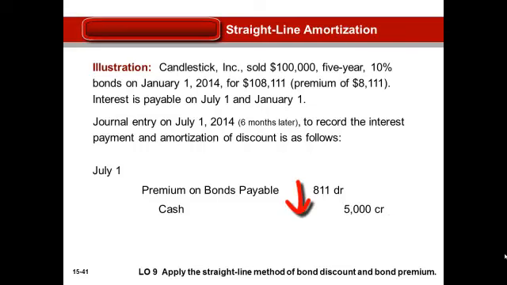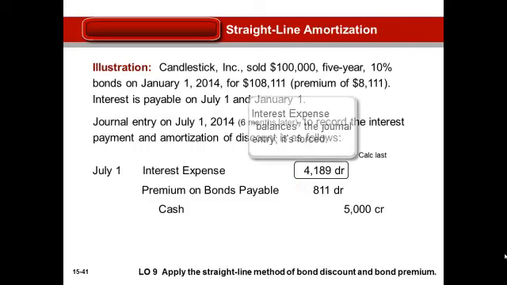That brings it down. Last entry, interest expense, $4,189. $5,000 less $811. $4,189 is recognized interest expense on this particular bond issue every 6 months.